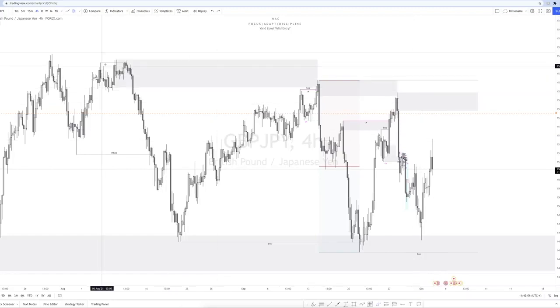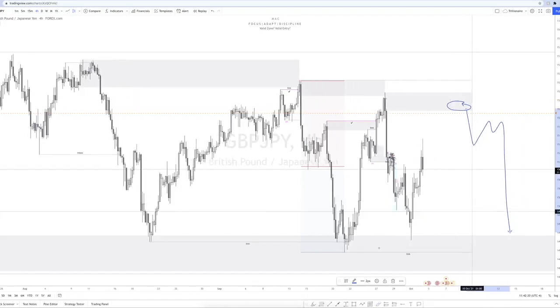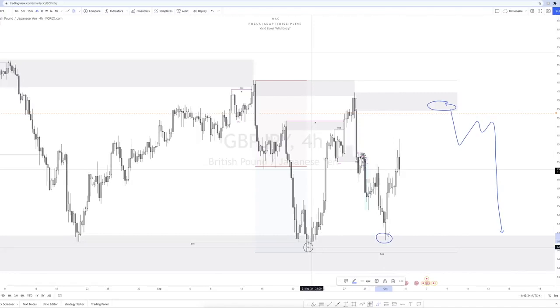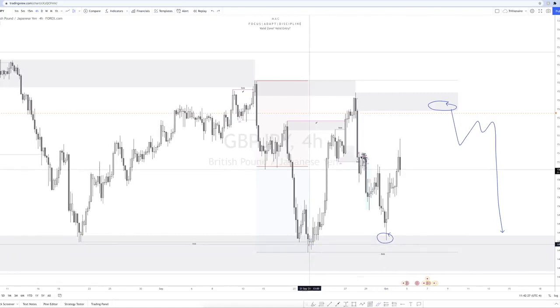So following mitigations is going to be very, very important. It basically allows you to understand what expectational order flow is doing. So based on expectational order flow, based on following the mitigations, I am expecting price to tap into this region, give me some type of entry schematic for price to then trade lower. We're at least going to target this area here.